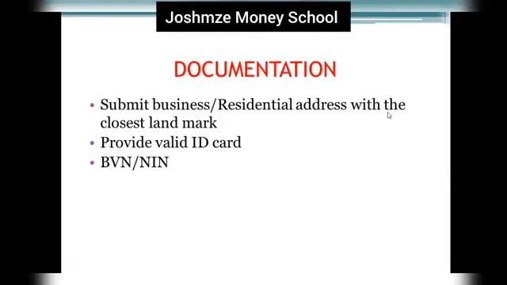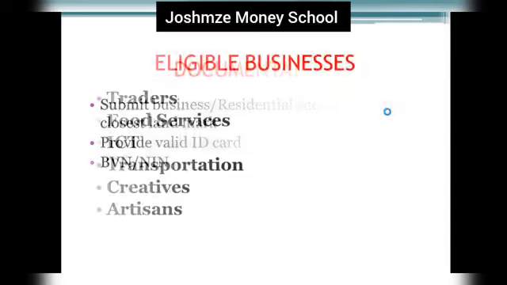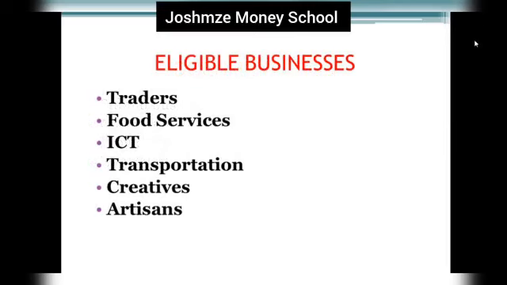You submit your business address and also your residential address, stating clearly your landmark. This is very, very important. Why? While filling that form, next is that you have to provide your valid ID card and your BVN. I've mentioned that before. So let's proceed now and look at the businesses that are eligible to access this loan.